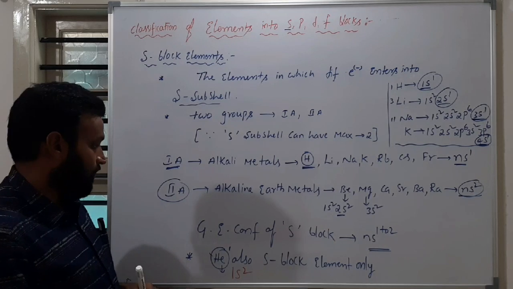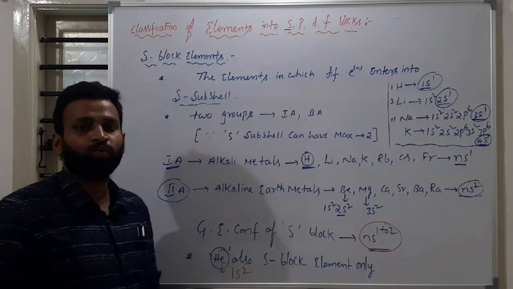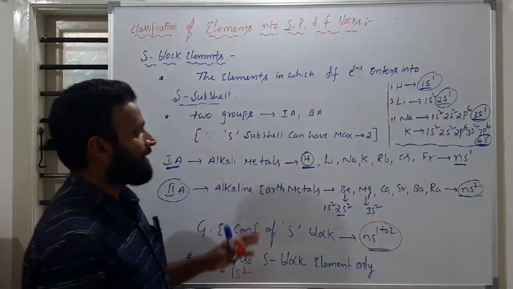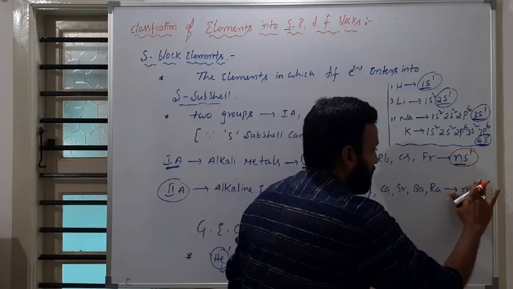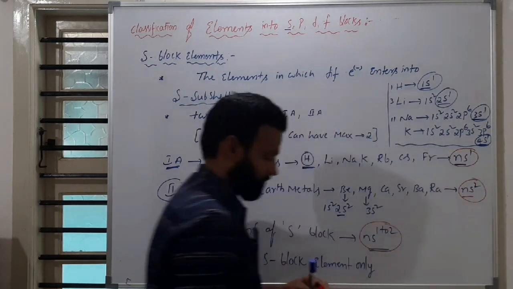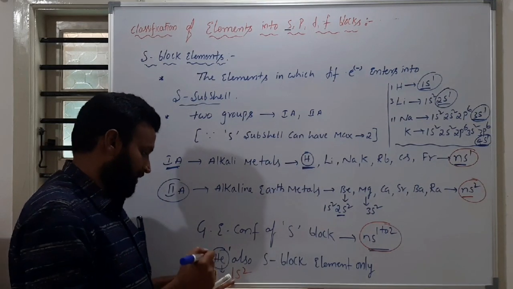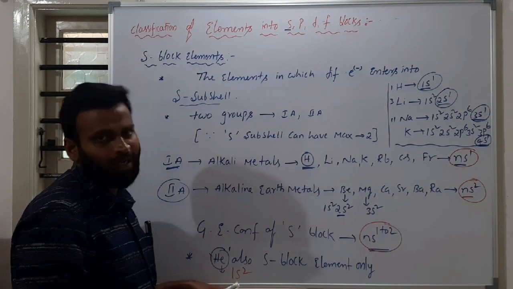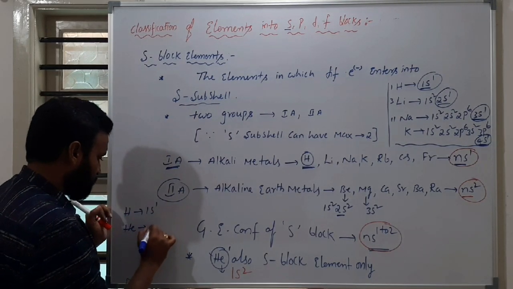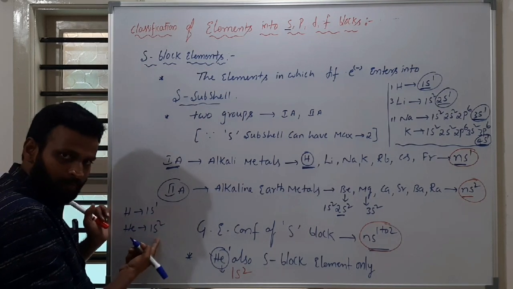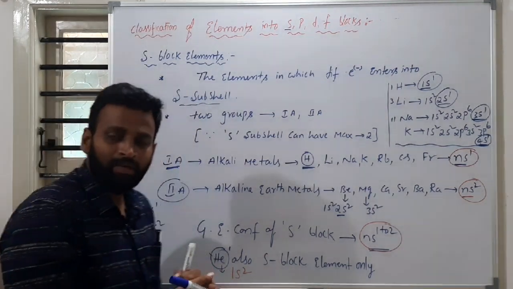So here you have one important thing: the general electronic configuration is ns1-2 for s block elements. For alkali metals there is ns1 configuration. Alkaline earth metals have ns2 configuration. And helium comes under s block elements because the last electron enters into 1s. Hydrogen is 1s1 and helium configuration is 1s2, so the second electron enters into the s subshell. That's why helium comes under the s block.